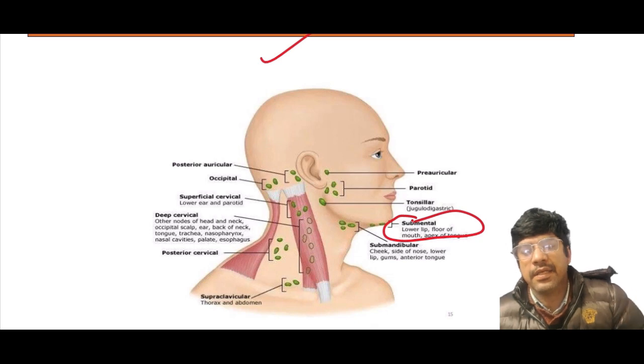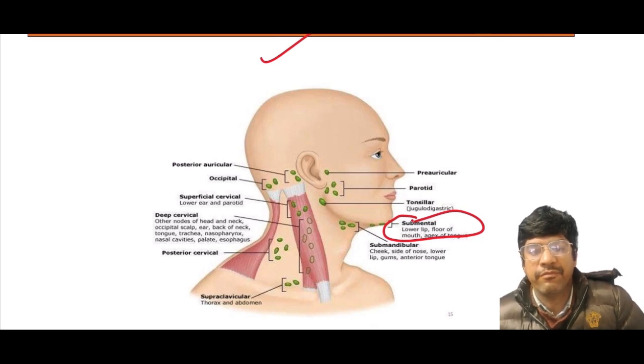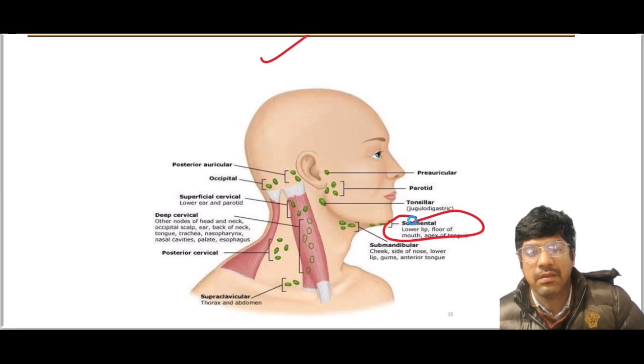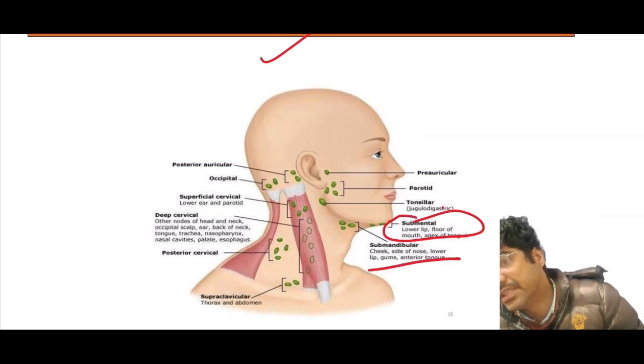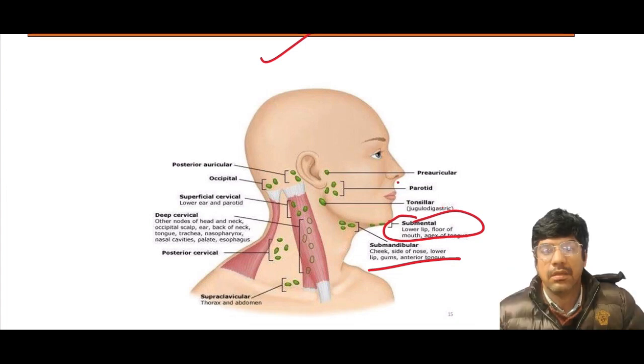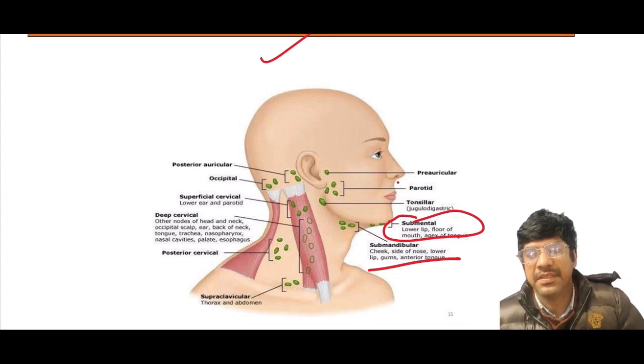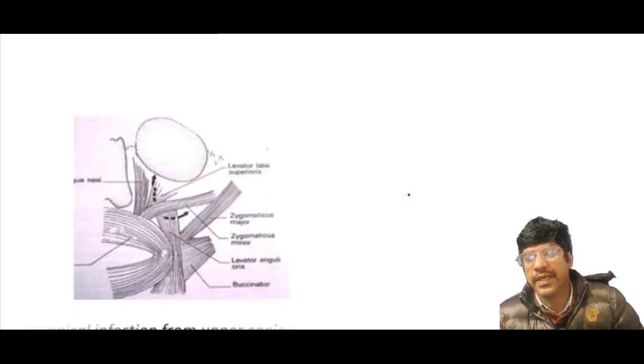The areas drained are the tip of tongue, part of floor of mouth, mandibular incisors, the submandibular lymph nodes. These are the submandibular lymph nodes: all the maxillary teeth, mandibular teeth except the incisors, inferior nasal cavity, palate, body of tongue, upper lip, lateral portion of lower lips are areas of the lymph node drainage.